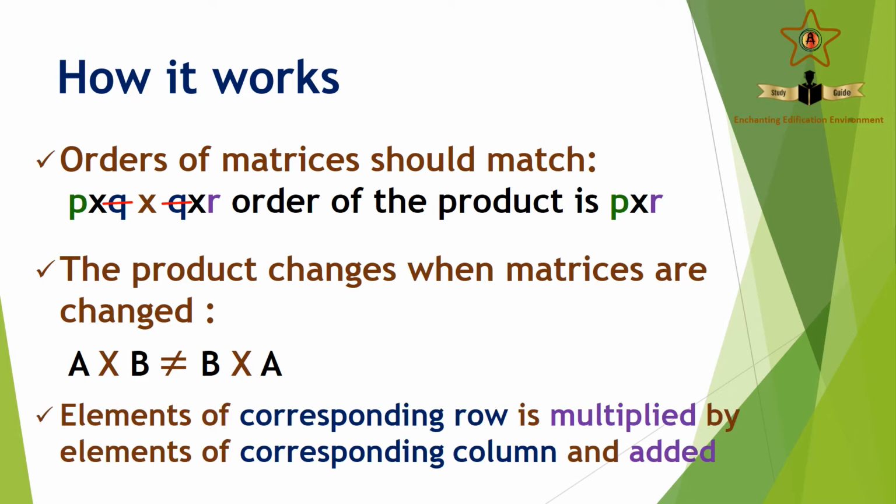Elements of the corresponding row are multiplied by elements of the corresponding column and added. This is how we multiply matrices. We take each element of a row and multiply it by each element of the corresponding column, and the result is added to get the element of the product.